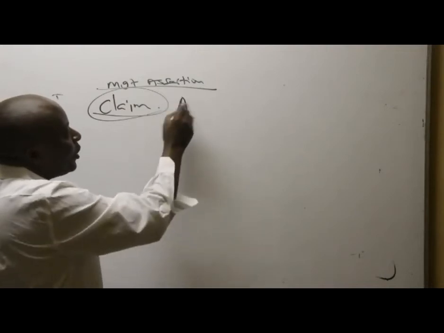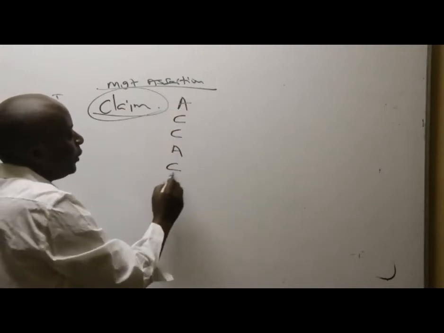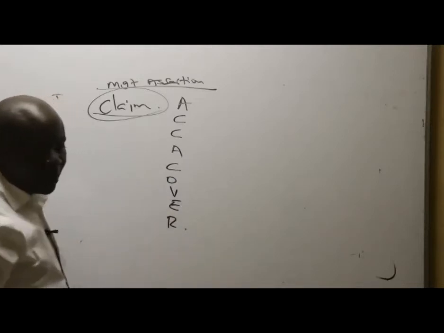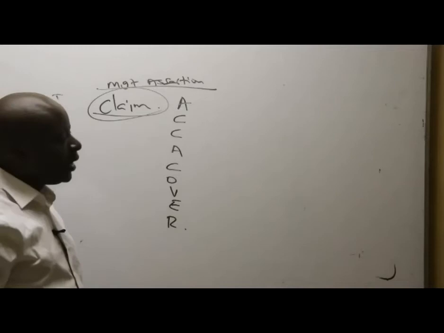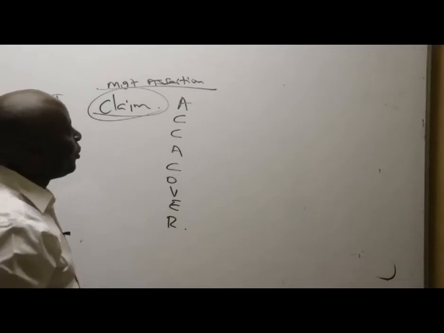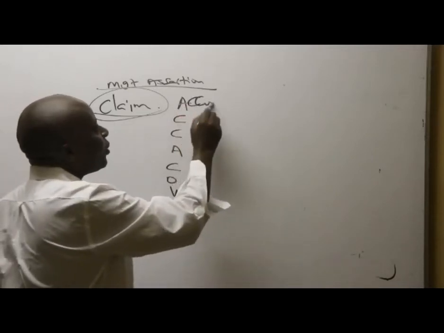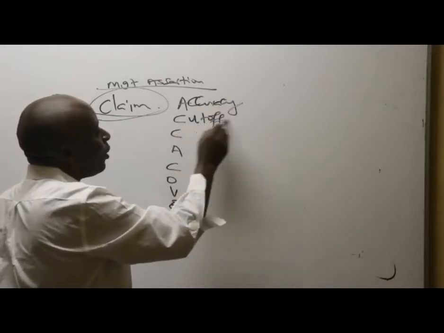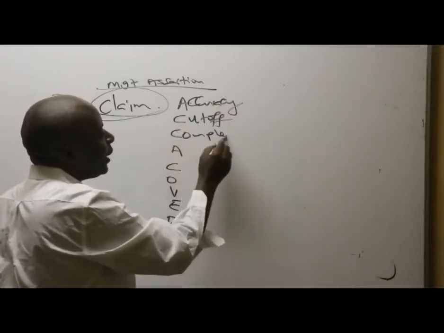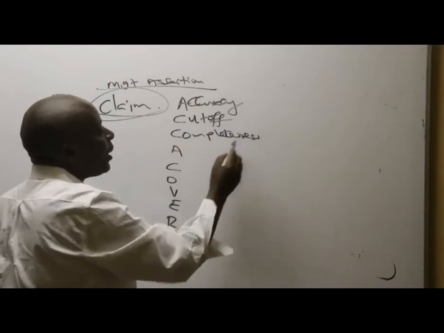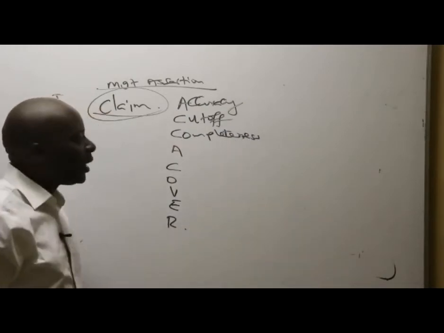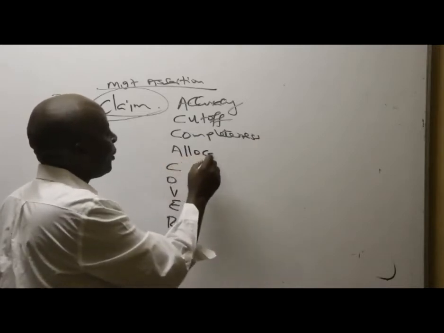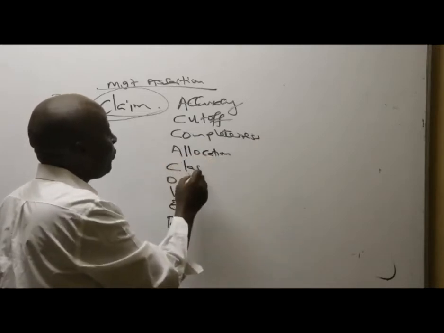So the management assertions, we have ACCA cover. We have really explained this many times before. With ACCA, they are telling us that their financial statements are accurate. We have the concept of cutoff. We have the concept of completeness. They're telling us that, you know what, our accounts are complete. They're giving us the assertion of allocation. Allocation, we have classification.